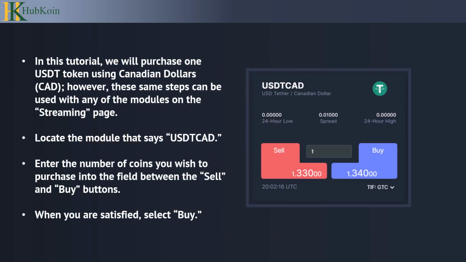In this tutorial, we will purchase one USDT token using Canadian dollars. However, these same steps can be used with any of the modules on the streaming page. Locate the module that says USDT CAD. Enter the number of coins you wish to purchase into the field between the Sell and Buy buttons. When you are satisfied, select Buy.